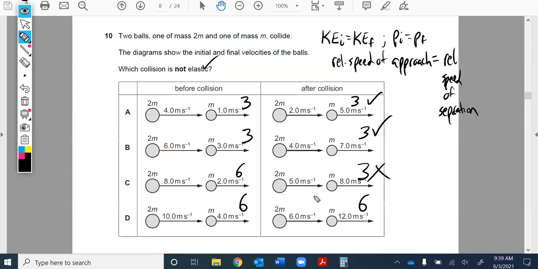They're all going in the same direction, right? So it's all subtract. If they're going in the same direction, the relative speed of approach equals the relative speed of separation in choices A, B, and D. So the correct answer to this question, the one that is not elastic, must be choice C. And that's definitely the way you want to go about these calculations, rather than trying to entertain the idea of treating it with kinetic energy, like 1/2 (2m)v squared.